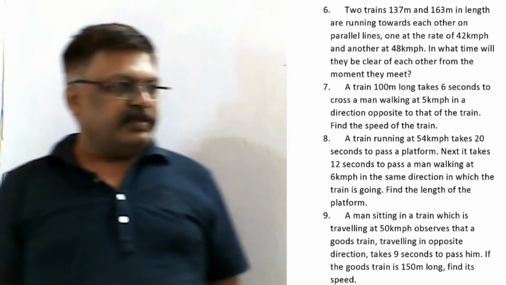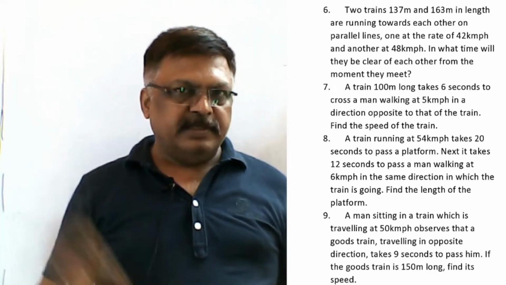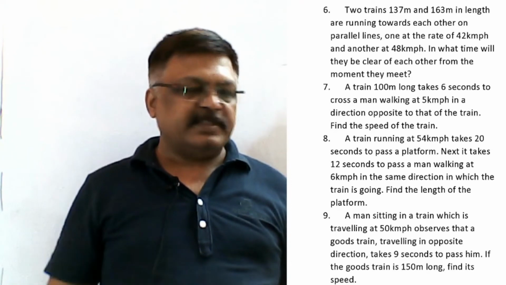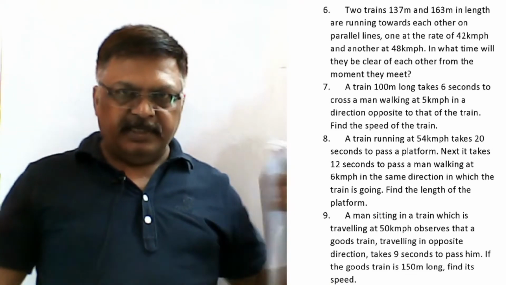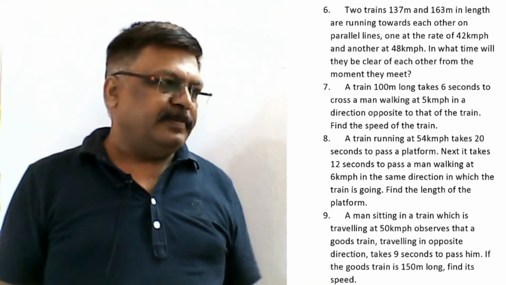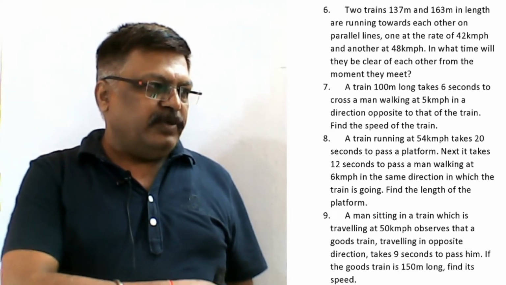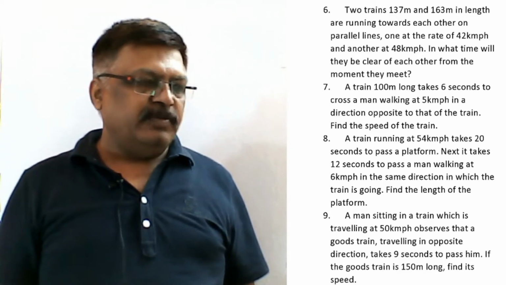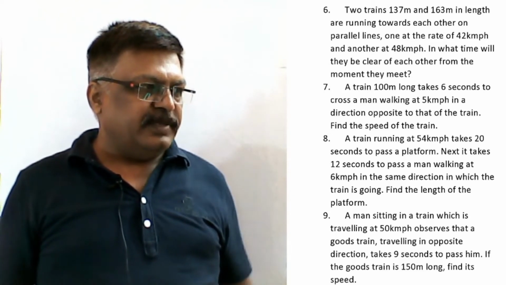Now the sixth question. Two trains, one 137 meters long and another 163 meters long, are running towards each other on parallel lines. They are coming this way, so here the relative speed will add up. One runs at 42 km per hour, another at 48 km per hour. What time will they take to clear each other from the moment they meet?